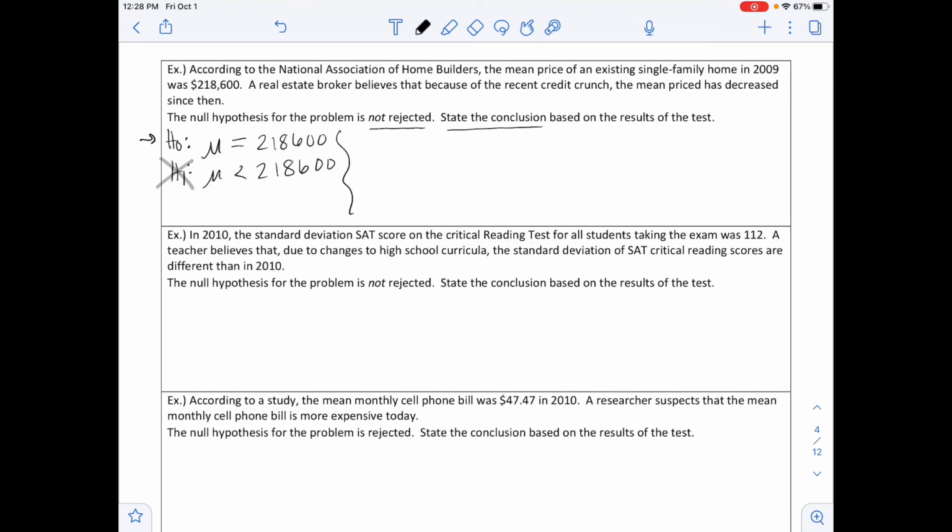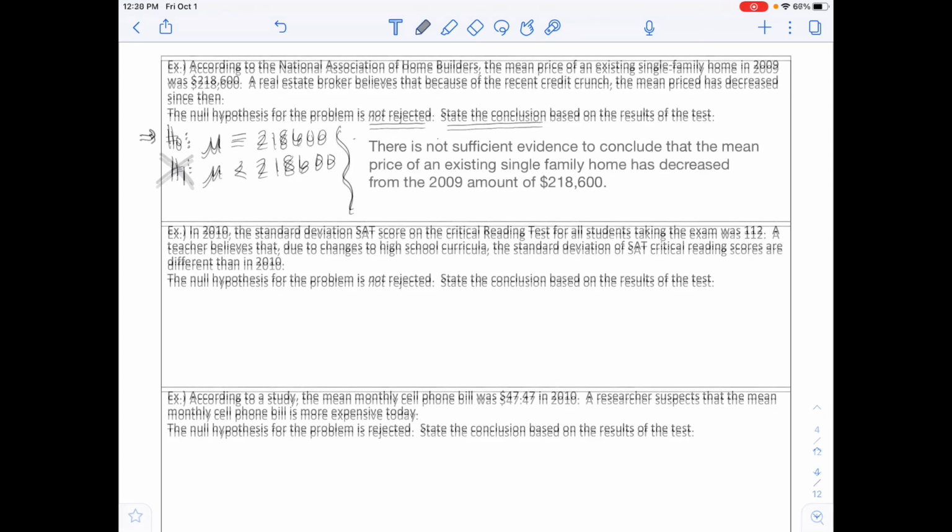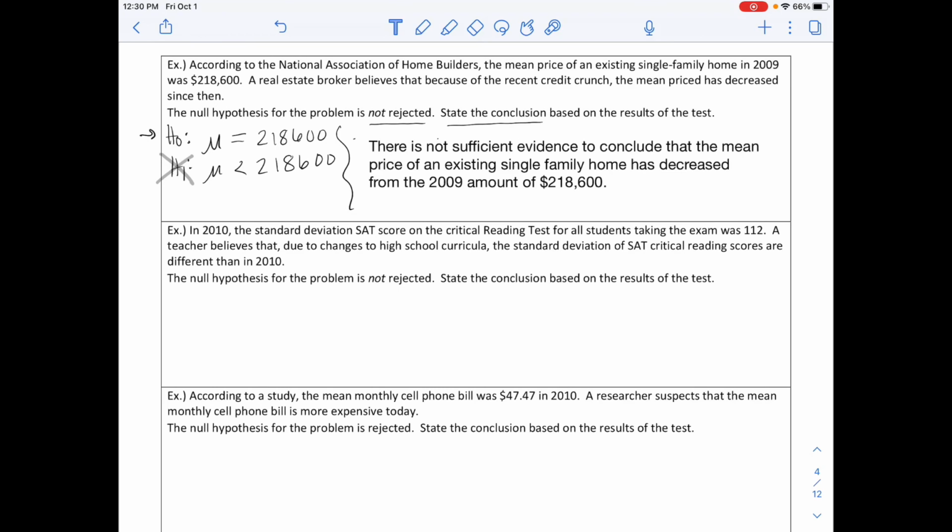And there's a basic way for writing these. For our conclusion, we would say there is not sufficient evidence, since we did not have enough evidence to conclude that the housing prices have decreased. So there's not sufficient evidence to conclude that the mean price of an existing single-family home has decreased from the 2009 amount of $218,600.